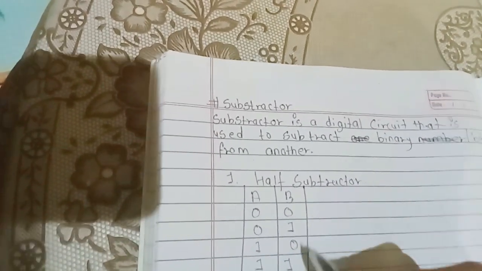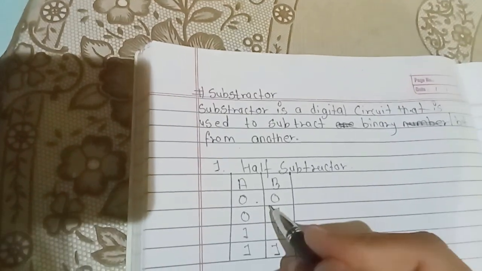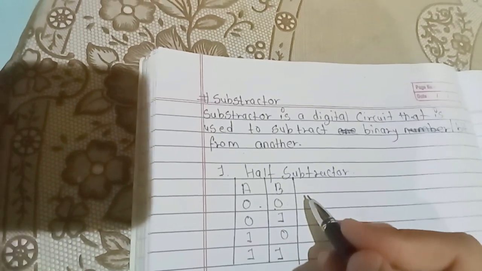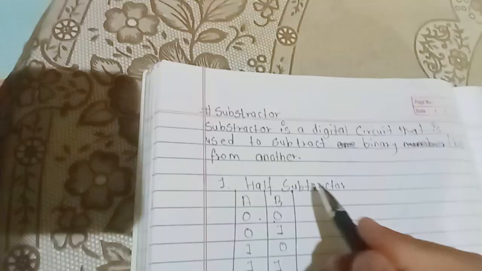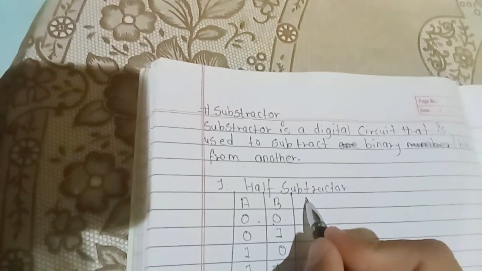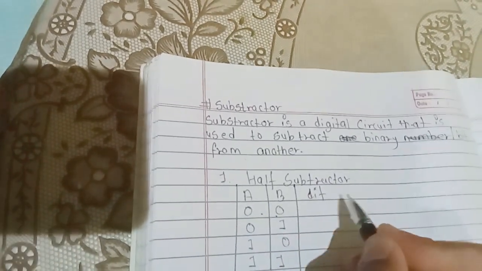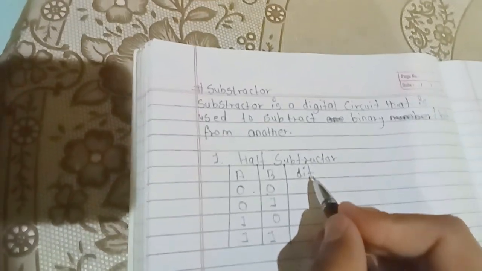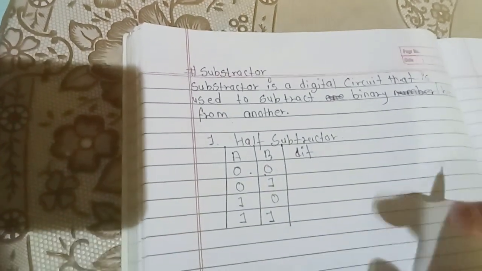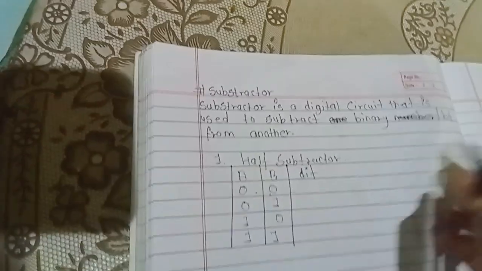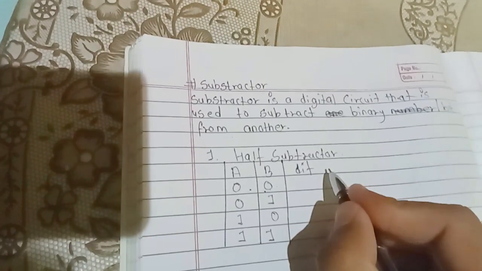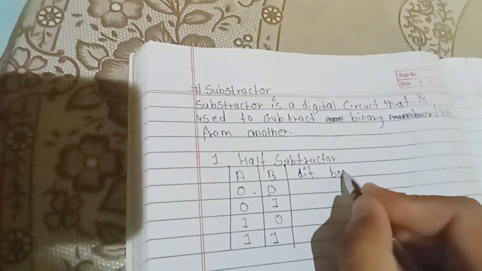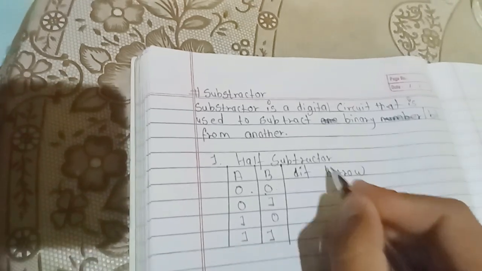This is our input, and as output, after subtracting, it will produce a difference bit. For the difference bit you just have to write DIF, and the second one is the borrow bit.